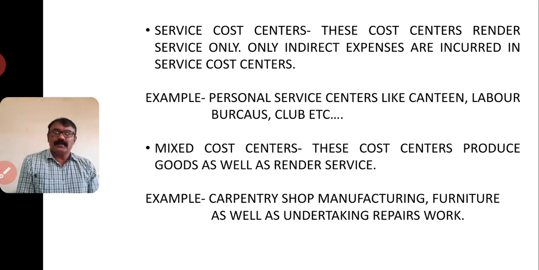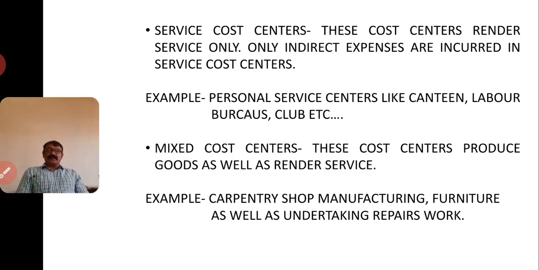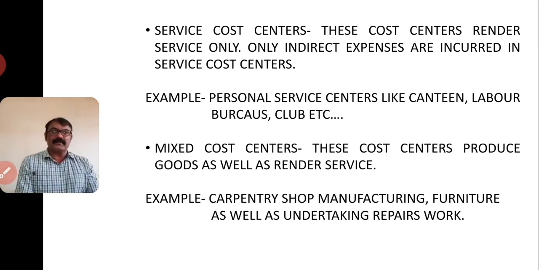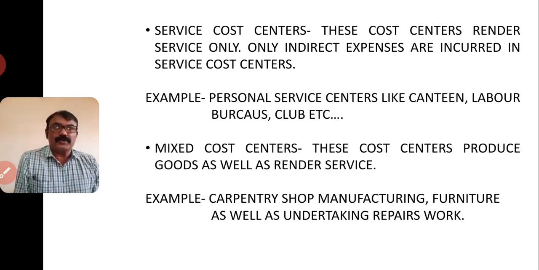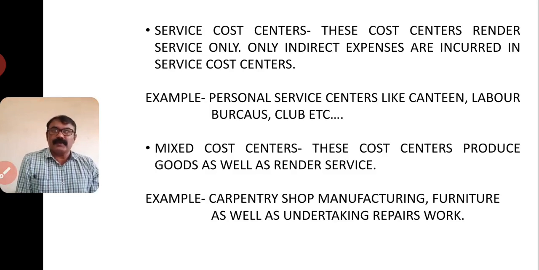And the third type is mixed cost centers. These cost centers produce goods as well as render service. The combination of production and services is called a mixed cost center. Here it considers both production as well as service. If one company has a department of production and services, both will be combined, and it will be a mixed cost center. For example, a carpentry shop manufacturing furniture as well as undertaking repair works.